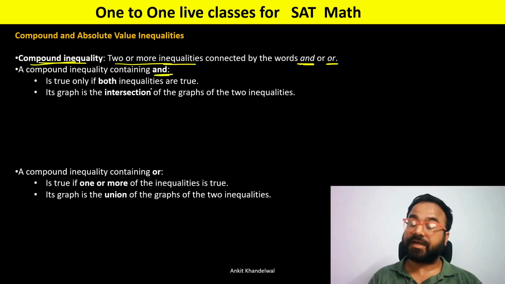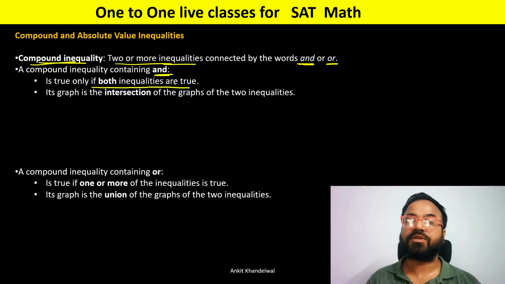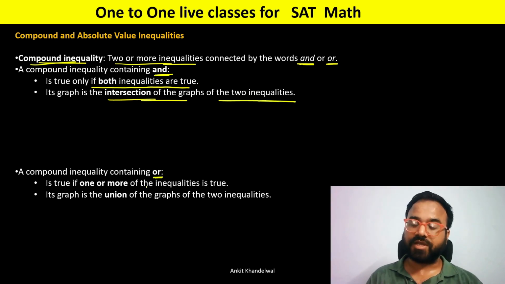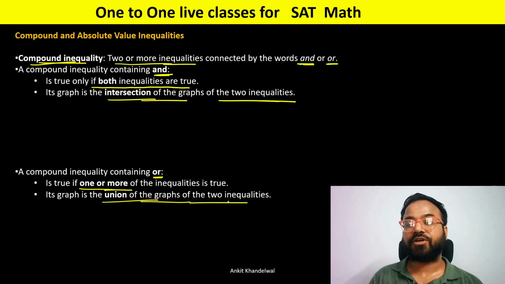And means the intersection. Intersection means this inequality will be true if both inequalities are true. It means the solution should satisfy both the inequalities, and its graph is the intersection of the graph of the two inequalities. And in the compound inequality which contains or, we will say the union. This will be true if any one of them is true. Like if the first one is true or both of them are true, that will be the solution, and its graph is the union of the graph of the two inequalities.